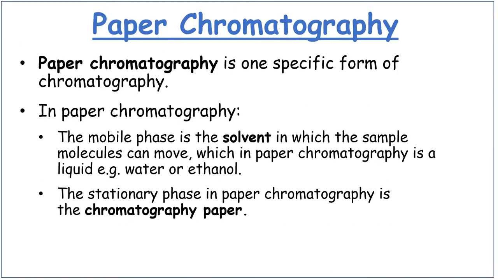Paper chromatography is one specific form of chromatography. In paper chromatography, the mobile phase is the solvent in which the sample molecules can move, which is a liquid like water or ethanol. The stationary phase is the chromatography paper.